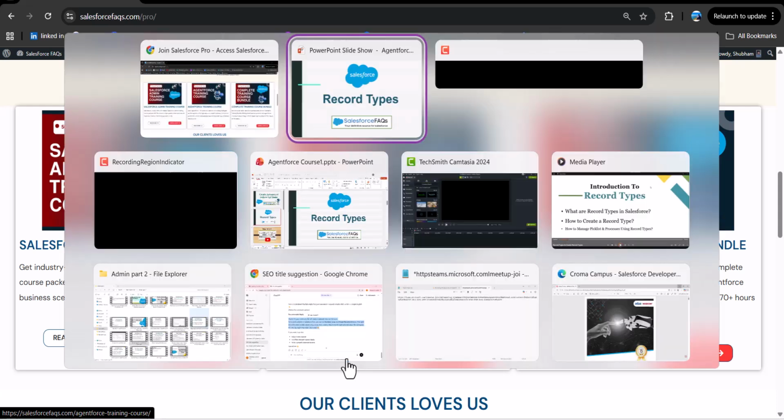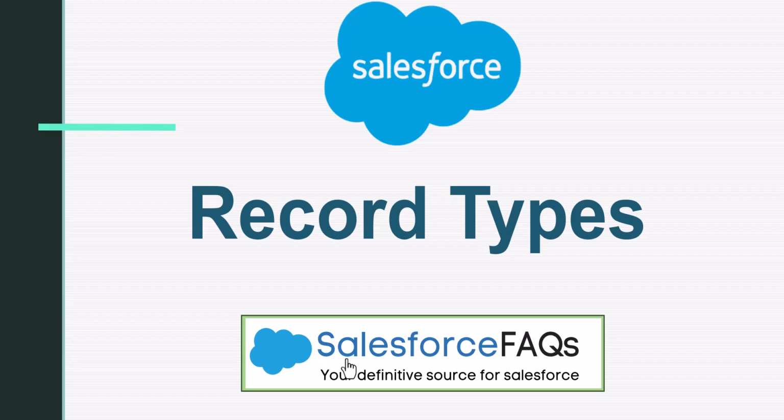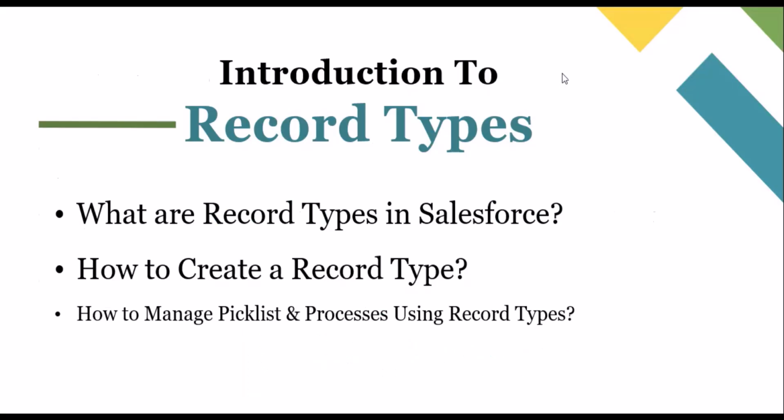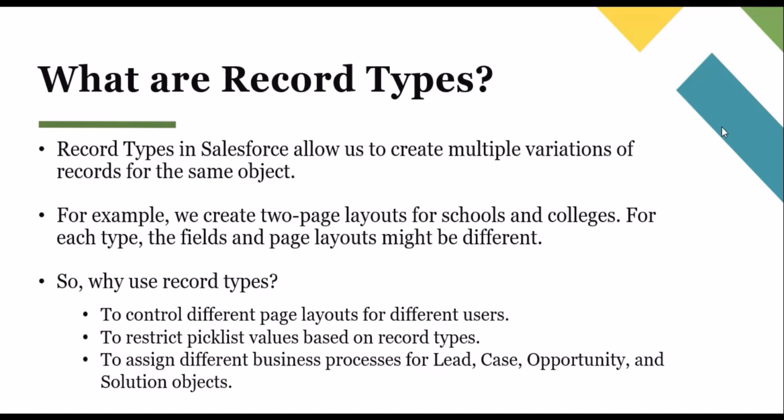Now coming back to our topic. First we will understand why we need to create record types in Salesforce, so that it will be very easy to understand what the record types in Salesforce are. The record types in Salesforce allow us to create multiple variations of records for the same object. So let's understand this using an example. In the previous video we created two page layouts, one for schools and another for colleges. Both these page layouts are used to store information about the students. The first one is for schools and the other one is for colleges, and for each type the fields and page layout might be different.